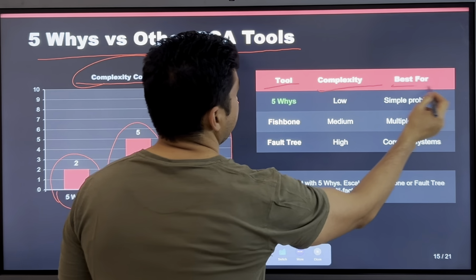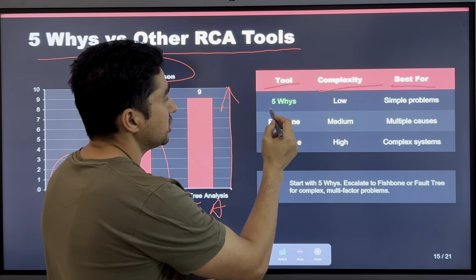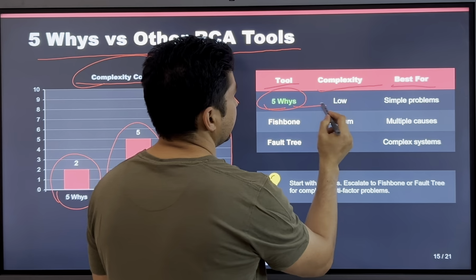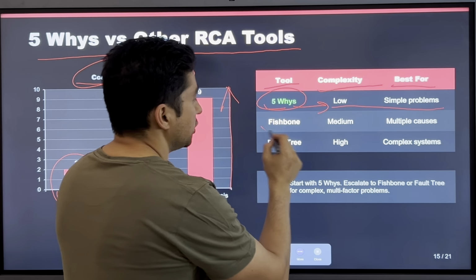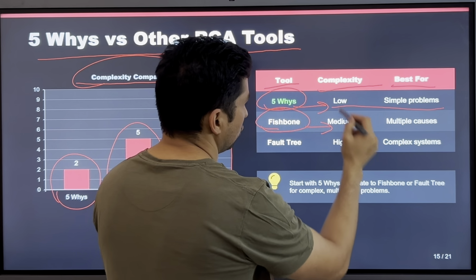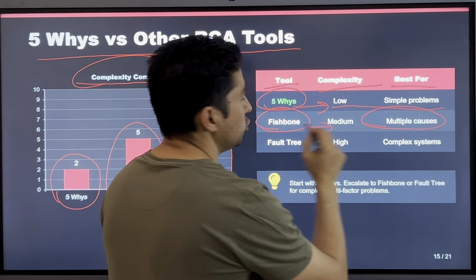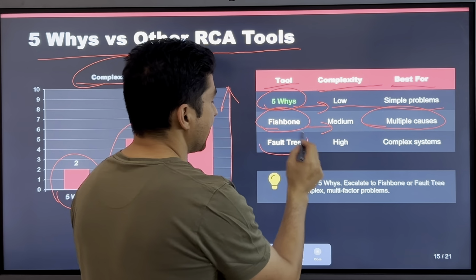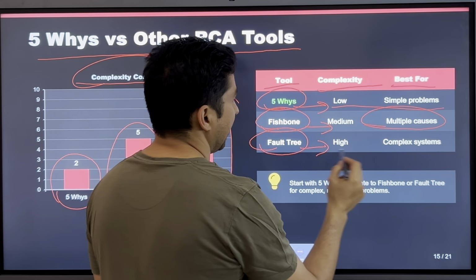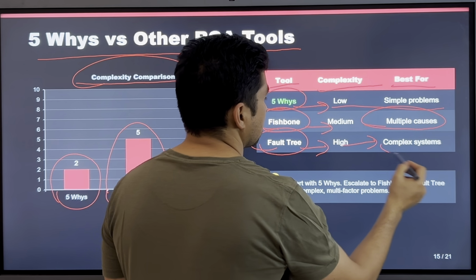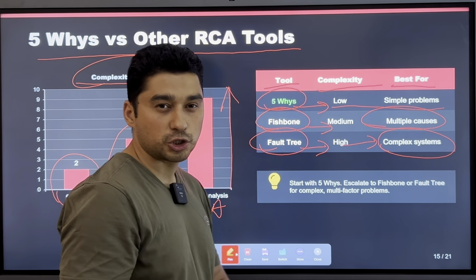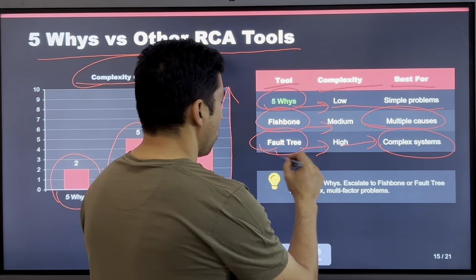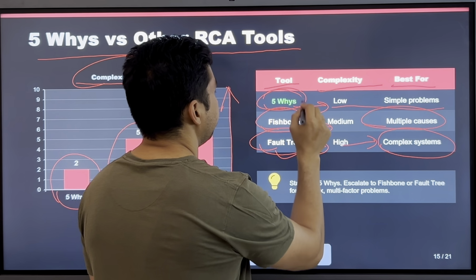Tool complexity: best for where you can use the 5 Whys. If complexity is very low, simple problems, use the 5 Whys. Fishbone is a medium one. Complexity, multiple causes are there, use the fishbone. Fault tree analysis: if complexity is very high and the system is complex, then use the fault tree analysis. If the problem is very simple, don't use the fault tree, don't use the fishbone, use only the 5 Whys.